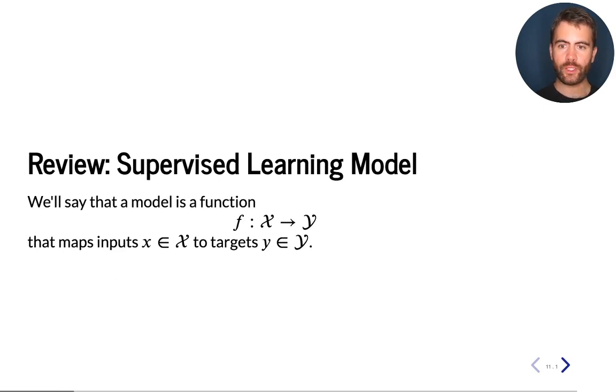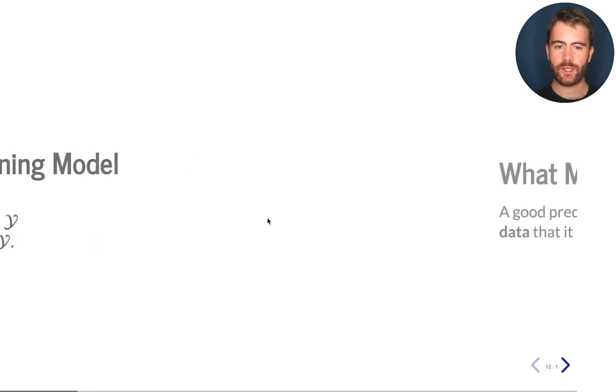Now, I would like to use this definition to define what it means for a machine learning model to be accurate. And recall that our definition of a machine learning model is simply a function that maps x to y. So the output of a supervised learning algorithm is a predictive model that makes hopefully good predictions y based on inputs x.